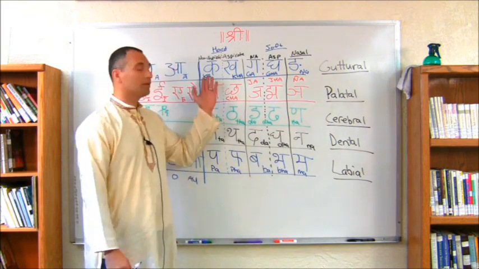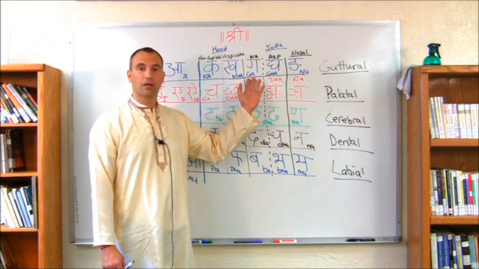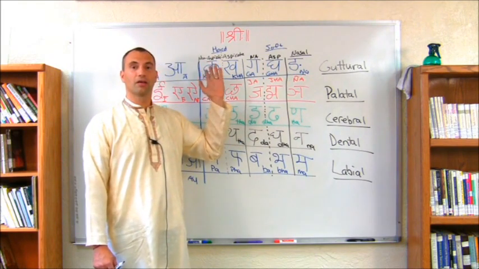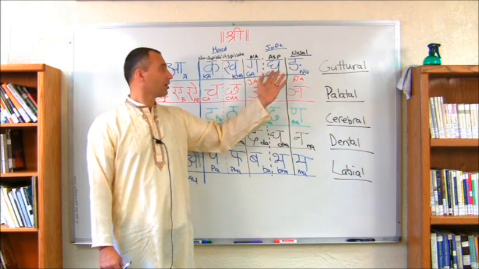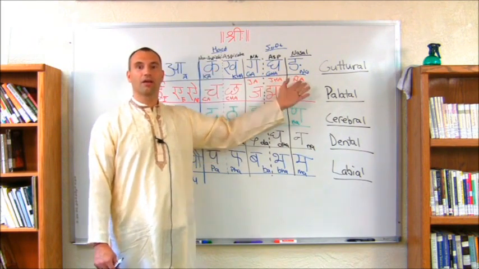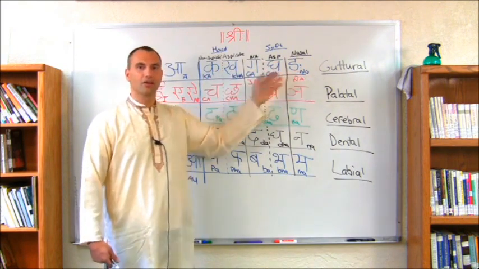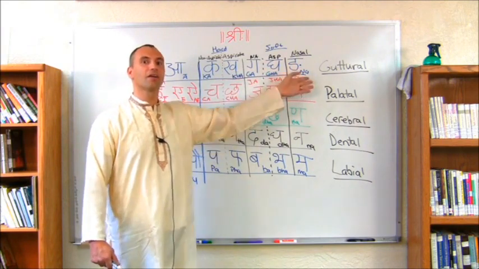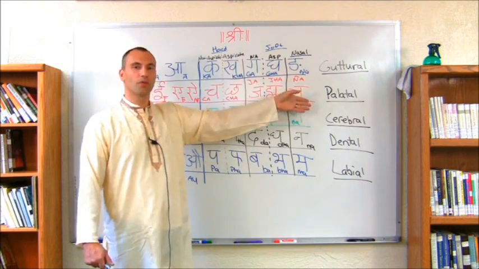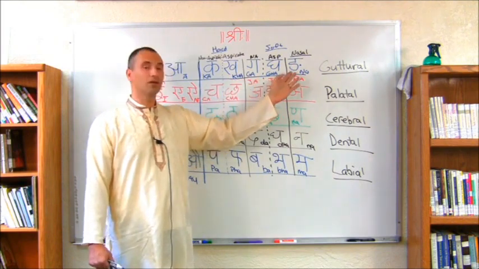Now, okay, let's practice them all in a row. K, kh, g, gh, ng. Let's try it again. K, kh, g, gh, ng. Now let's do it really fast. K, kh, g, gh, ng. Faster. K, kh, g, gh, ng. Now, normal speed. K, kh, g, gh, ng.